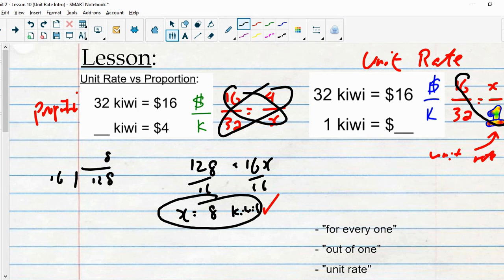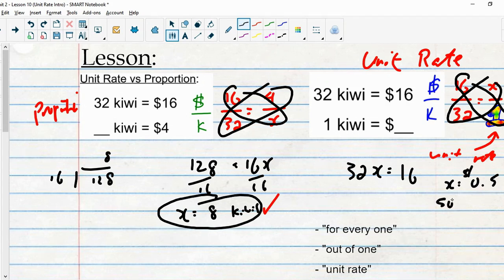16 times 1 is 16. I'll write it over here, okay? 32 times what? 32 times what gives you 16? Do you guys know what it is? If you divide 16 by 32, what would that be? Yeah, half, right? 0.5. So what's 0.5? $0.5. That's 50 cents. So this is the answer, right? So again, 32 kiwis, $16. One kiwi is how much? One kiwi is 50 cents.